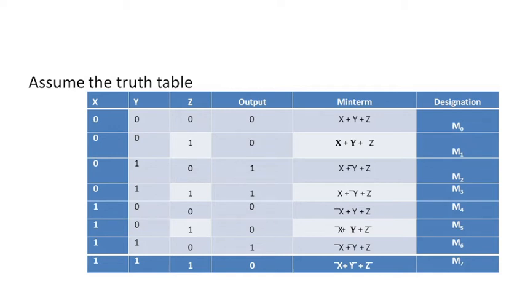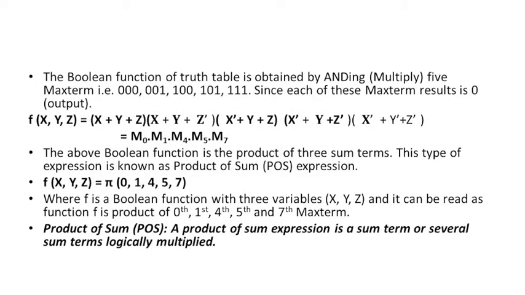And the max terms that we have written are x plus y plus z and so on, and the designations are M0 to M5, M7. The Boolean function of the truth table is obtained by ANDing 5 max terms, that is x plus y plus z, x plus y plus z bar, x bar plus y plus z, x bar plus y plus z bar, x bar plus y bar plus z bar. So that is equal to M0, M1, M4, M5, M7.